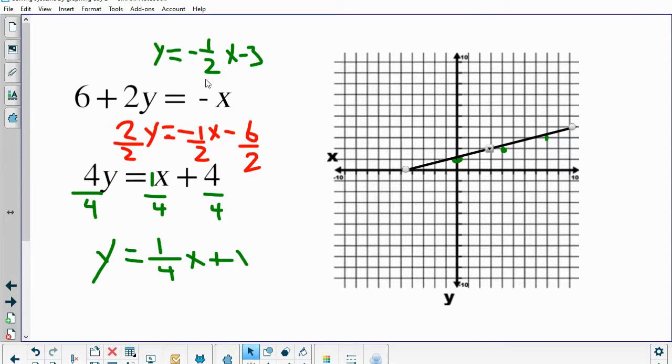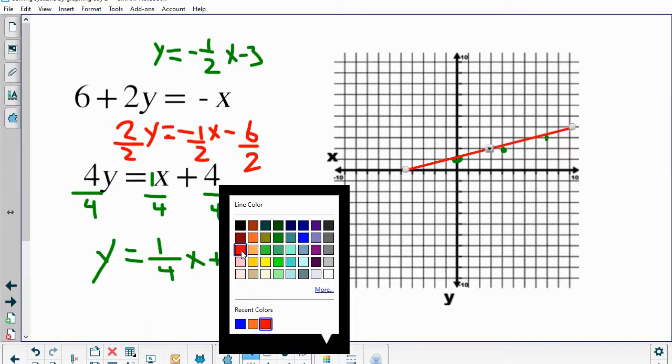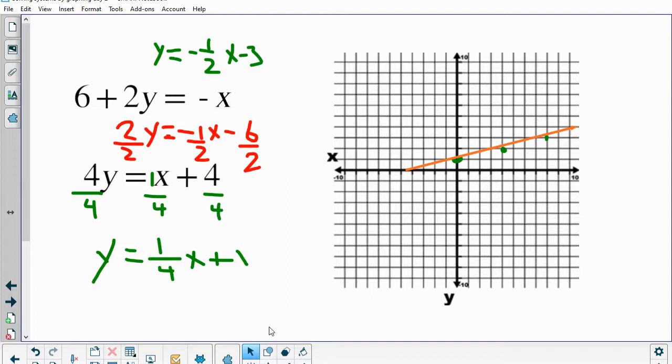Now let's look at our first equation. We'll graph that in a different color, orange, because we're already using red. So we go down to -3, and then our slope says we'll go down 1 over 2, down 1 over 2. I can see we're kind of moving away from the line, unless we go up 1, back 2, up 1, back 2, up 1, back 2.